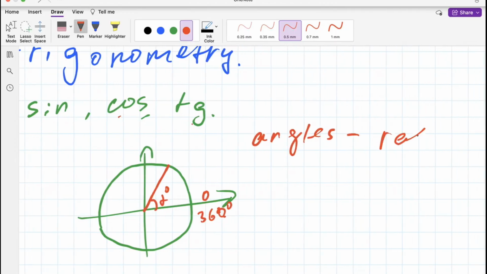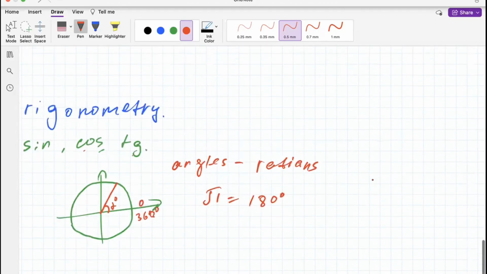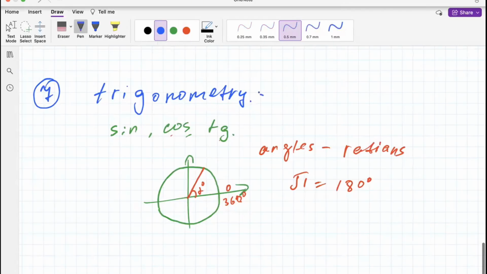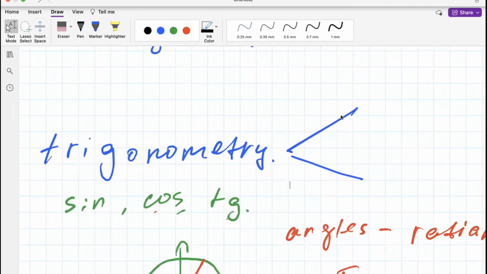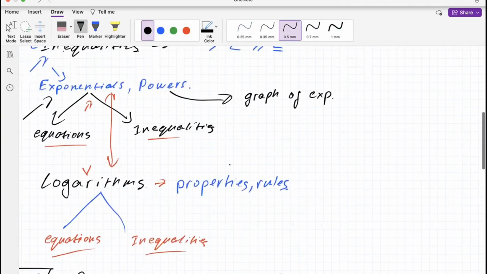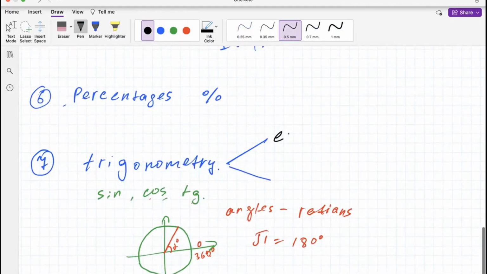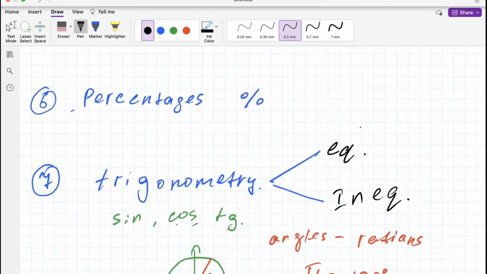And on top of this, we'll convert angles to radians. And then we will see pi values. By the way, pi is the same as 180 degrees. So once you've done it, we'll see trigonometric equations and trigonometric inequalities. So the same equations and inequalities that we are covering here, we will use in order to solve trigonometry problems. So let me write equations and inequalities. In order to solve it, you really have to be fluent in equations and inequalities.